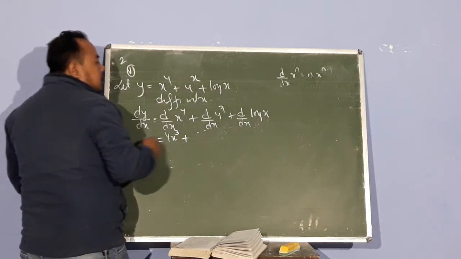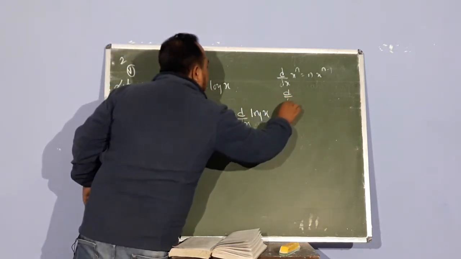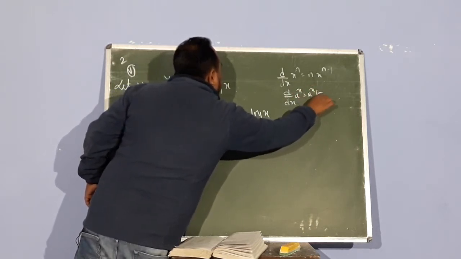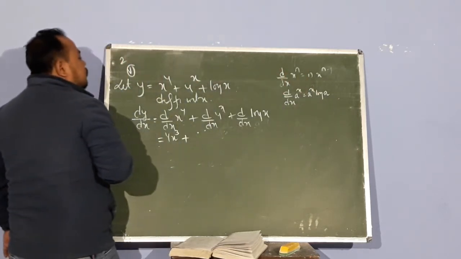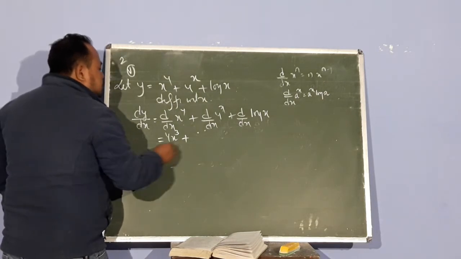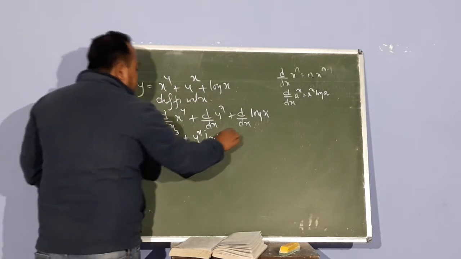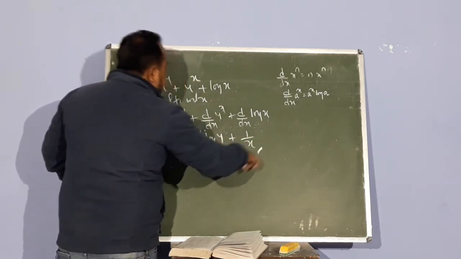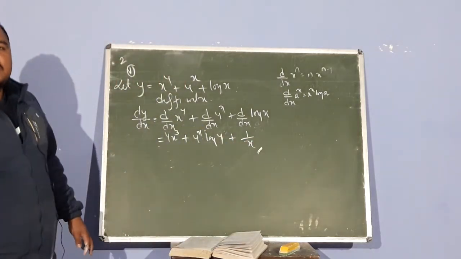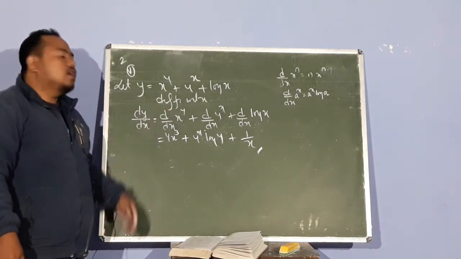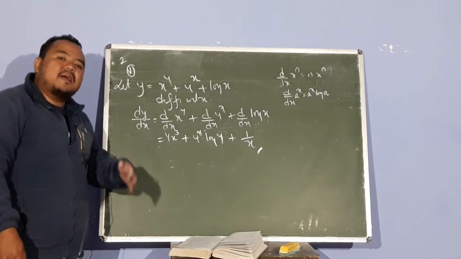Formula number 3, d by dx of a to the power x. I have already given you the formula, but still I am writing it again. It's a to the power x log a. So it's going to be 4 to the power x dot log 4, plus differentiation of log x is 1 by x. So whenever there is a plus or a minus sign, you need not write d by dx individually, rather you can apply the formula directly.